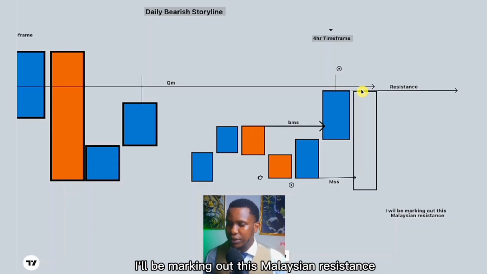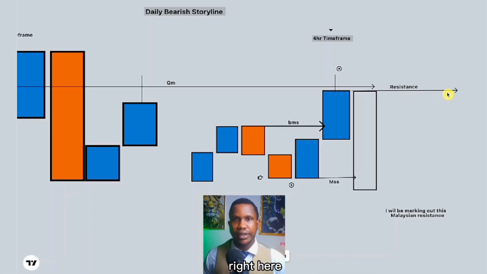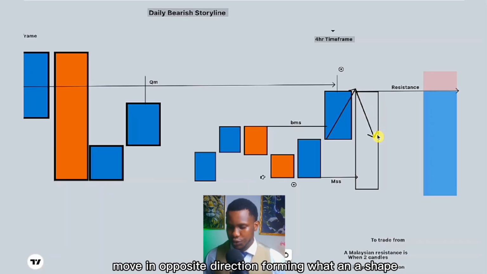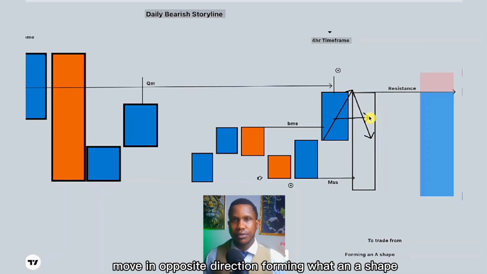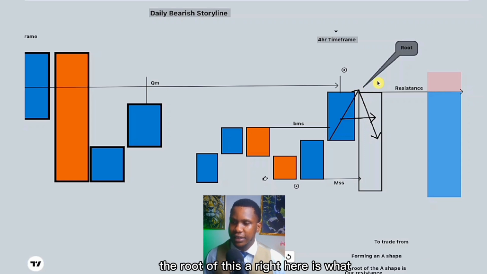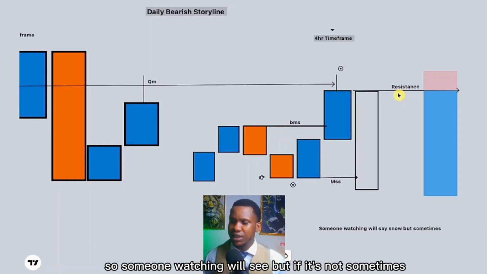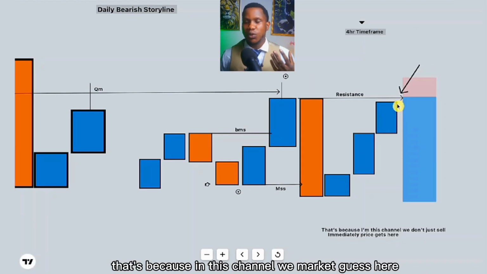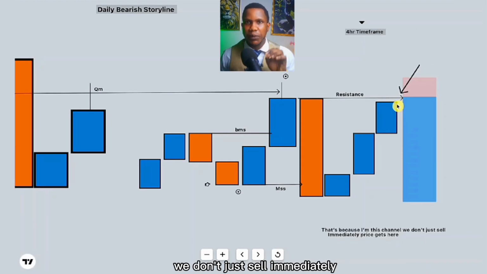I'll be marking out this Malaysian resistance right here to trade from. A Malaysian resistance is when two candles move in opposite directions, forming what? An A shape. The root of this A right here is our Malaysian resistance. So someone watching will say, but Vitus, sometimes when the market gets here, it stops us out immediately. That's because in this channel, when the market gets here, we don't just sell immediately.